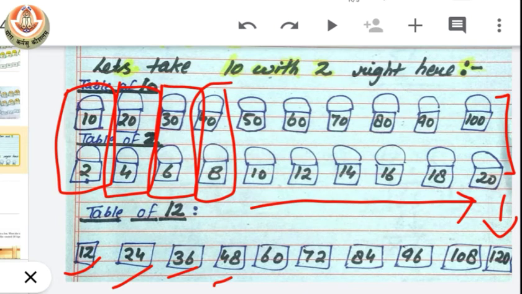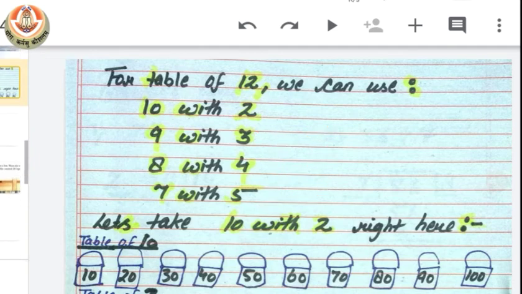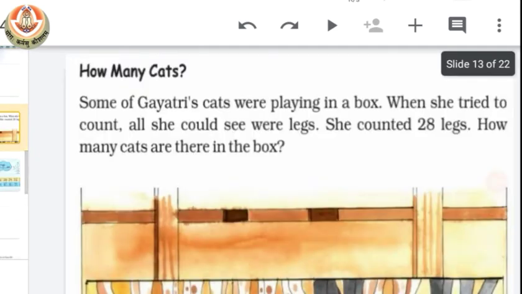Okay. Similarly, you can do this with the help of these pairs also. We can also make the table of 3 with the help of these pairs. So you have to try these pairs on your own. So this is your today's activity. Okay class, now let's move on to the next activity.